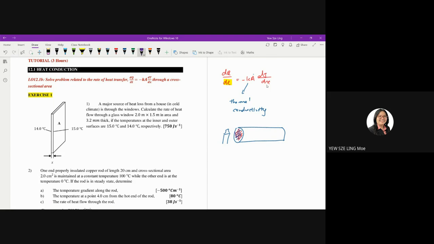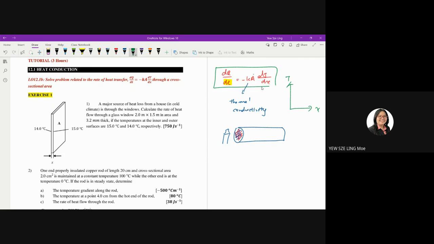And then dT/dx is the temperature gradient. The temperature gradient shows you how heat is flowing from a hot end towards a cold end. And then, of course, you need to plot a graph of T against x in this subtopic. We'll go through it again when we go through the exercise, so I'm going to skip it for now. So this is the equation.